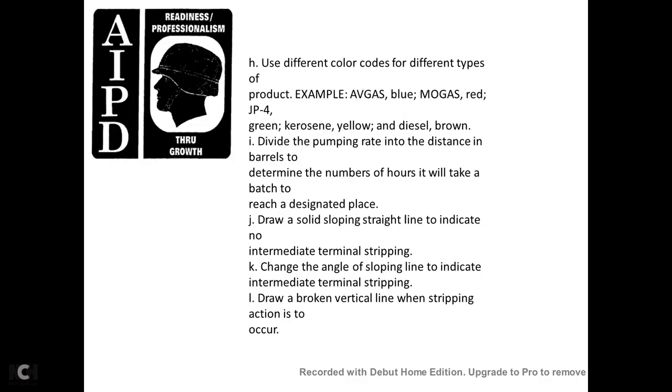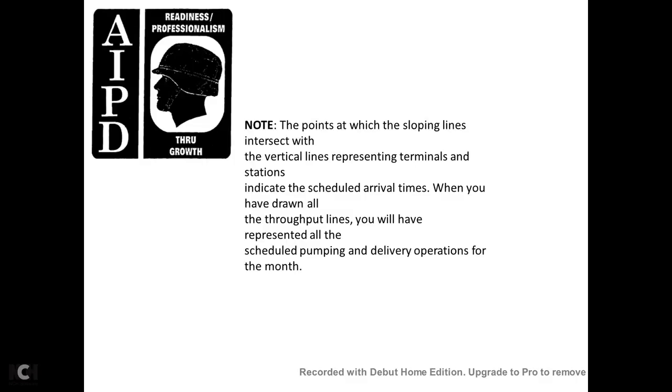Determine the number of hours it will take the batch to reach a designated place. Draw the solid sloping line straight to the indicated place with no intermediate terminal stripping. Change the angle of the sloping line to indicate intermediate terminal stripping. Draw a broken vertical line when stripping action is to occur. Note that the points where the sloping line intersects the vertical line representing the terminals and stations indicate the scheduled arrival times. When you have drawn all the throughput lines, they will represent all scheduled pumping and delivery operations over each month.